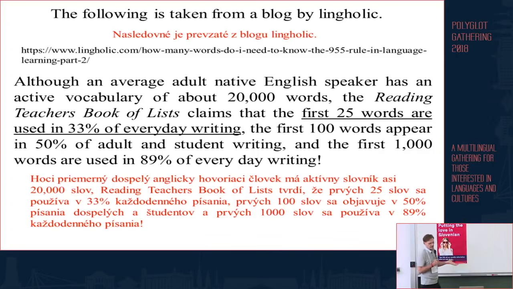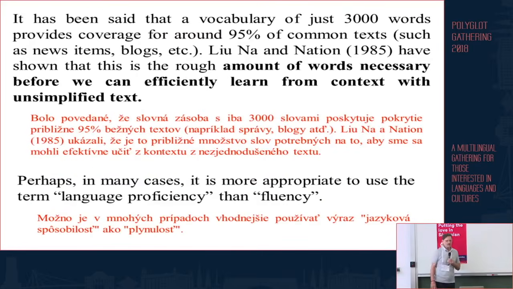It says, although an average adult native speaker has an active vocabulary of about 20,000 words, Reading Teacher's Book of Lists claims that the first 25 words are used in 33% of everyday writing. First 100 words in 50%, first 1,000 words in 89% of everyday writing. So it's been said that a vocabulary of just 3,000 words provides coverage for about 95% of common texts, such as news items, blogs, etc. Okay, so maybe we shouldn't say fluency, we'll say language proficiency.